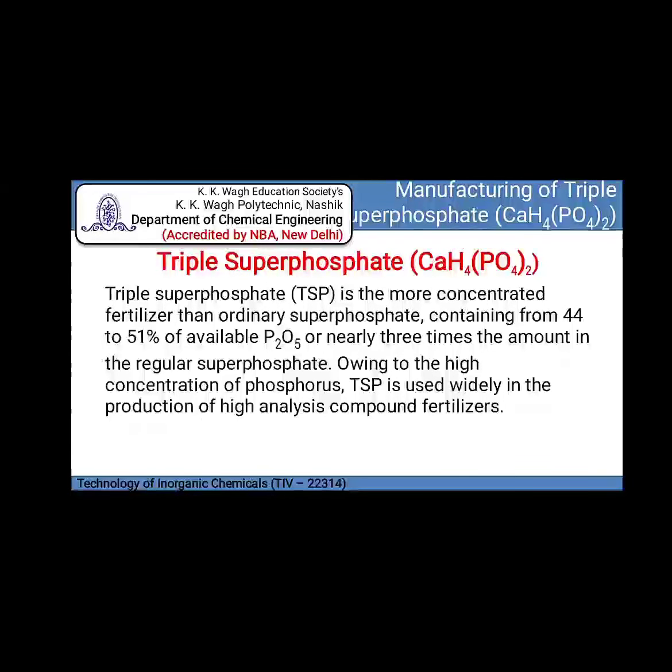The triple superphosphate is more concentrated fertilizer than ordinary superphosphate, that is single superphosphate. It contains 44 to 51% of available P2O5 or nearly 3 times the amount in the regular superphosphate. Owing to the high concentration of phosphorus, triple superphosphate is used widely in the production of high analysis compound fertilizers.